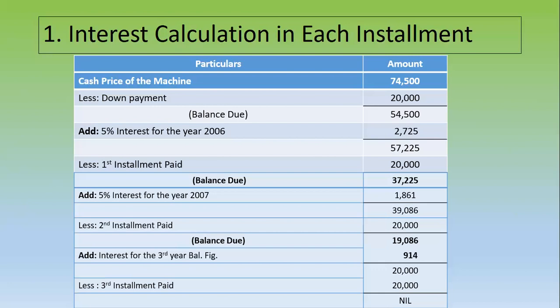So 20,000 you can write, and out of 20,000, you can minus the balance due, that is the outstanding balance of 19,086. You will get 914 as interest. So this 914 will be the balancing figure of interest. Right? Now you have the 20,000 and installment paid 20,000, so outstanding balance will be nil. Right? So this is stage one, calculation of interest for each installment.